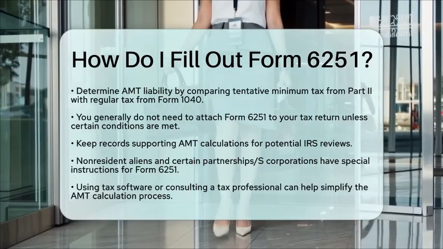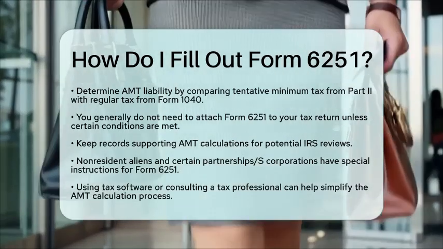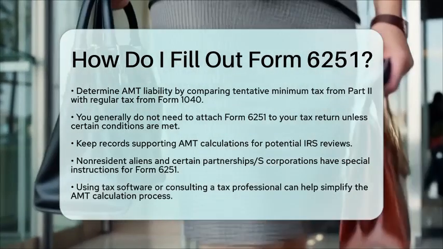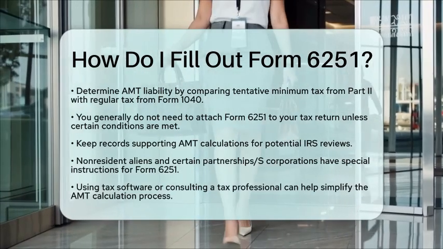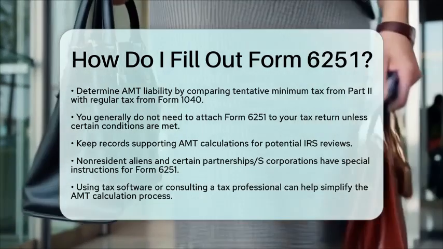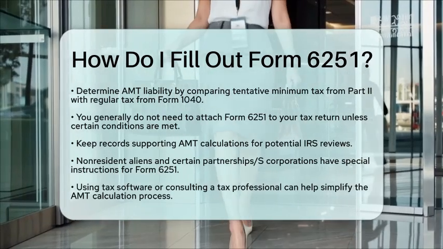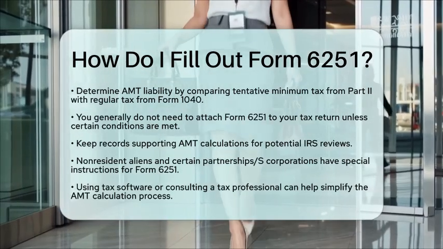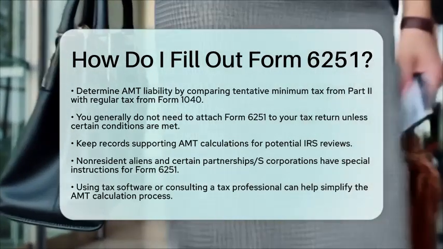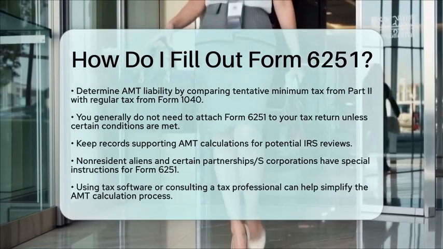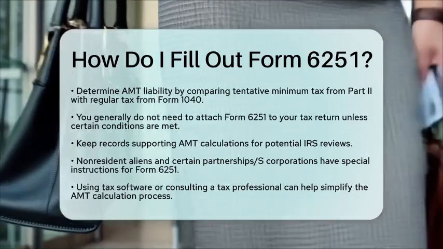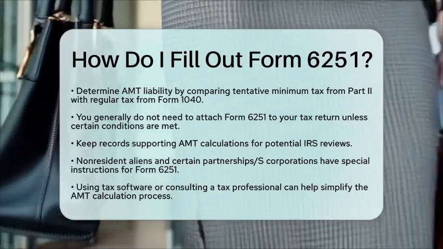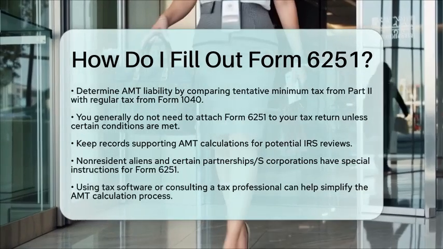Lastly, there are special situations to consider. Non-resident aliens disposing of U.S. real property interests must follow special instructions on Form 6251. Partnerships and S corporation shareholders should carefully incorporate adjustments from Schedule K-1. Using tax software or consulting a tax professional can simplify this process, as AMT calculations can be complex. Accurate record keeping and understanding the differences between regular tax and AMT rules are essential for completing Form 6251 correctly.